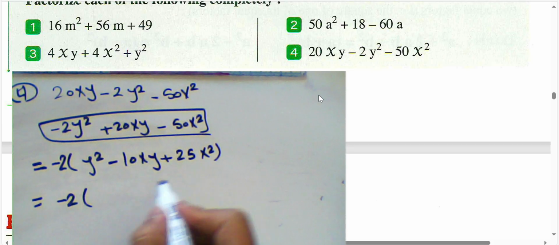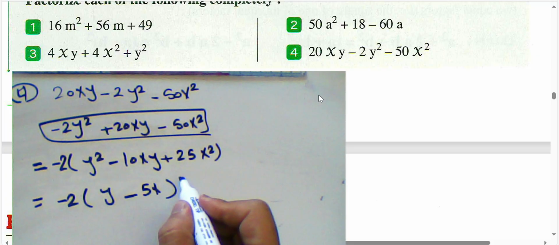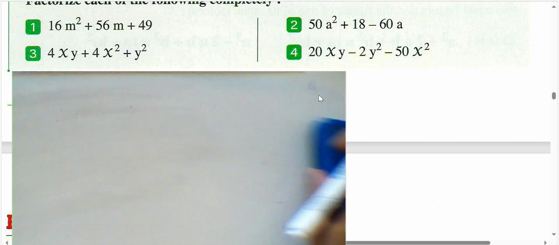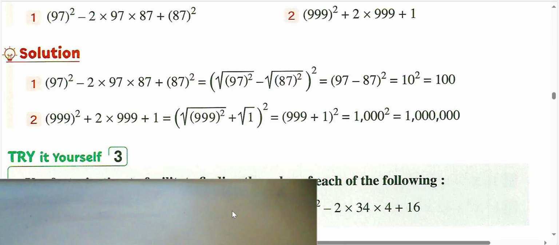Equal negative 2 times, the square root of the first, the square root of the third, and raise the sign here in the middle and the power 2 up. Understood? Next question. Try to resolve number 3.